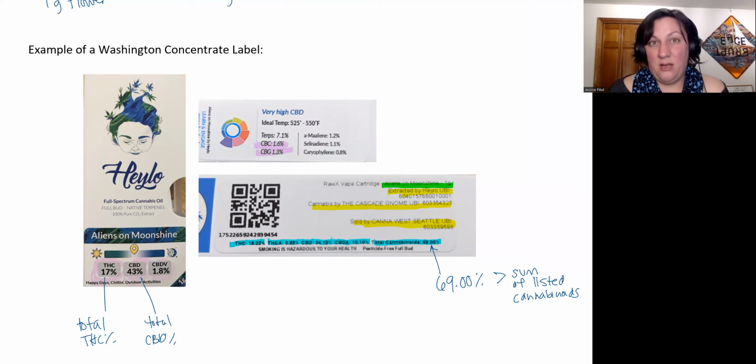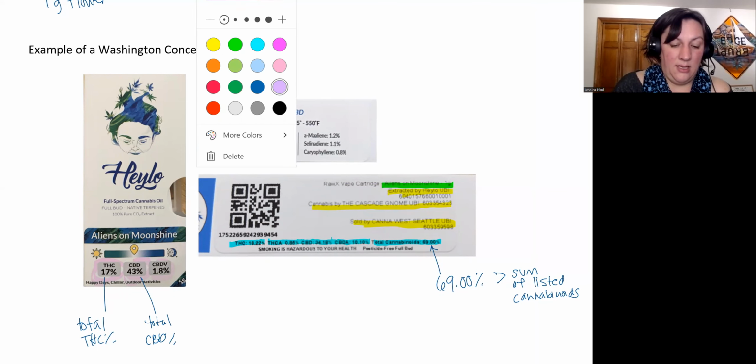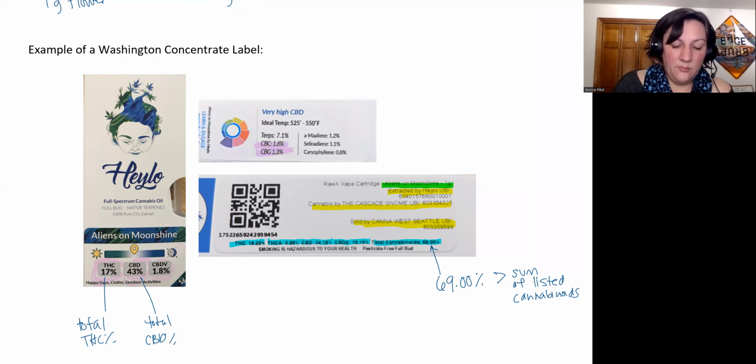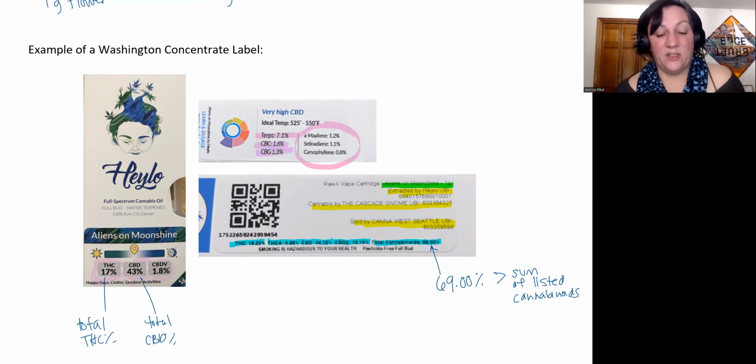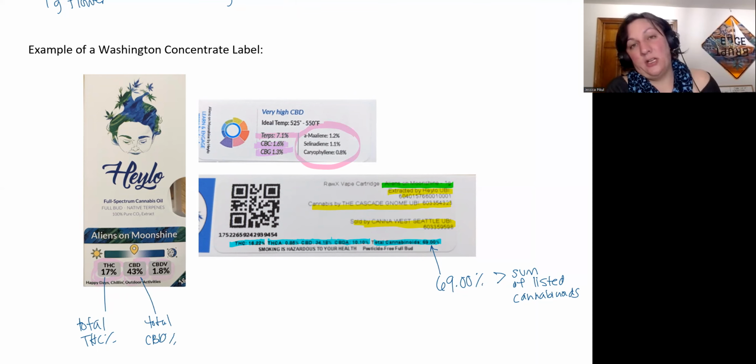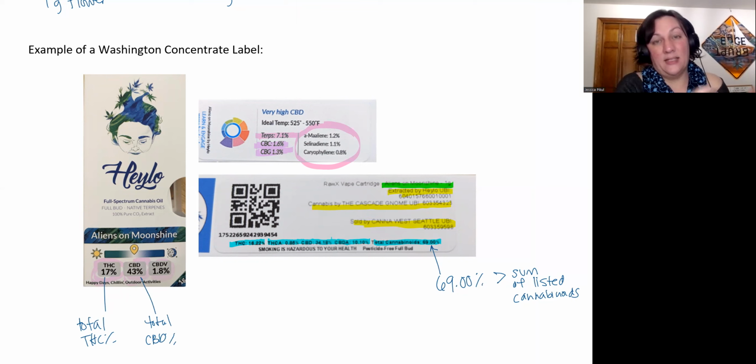What is unique about this label is that it also highlights the terpenes that are present. And so here we have about 7% of this is terpenes, and then it lists the 3 at least highest ones present within the sample, coming from the strain of cannabis that this concentrate is extracted from.